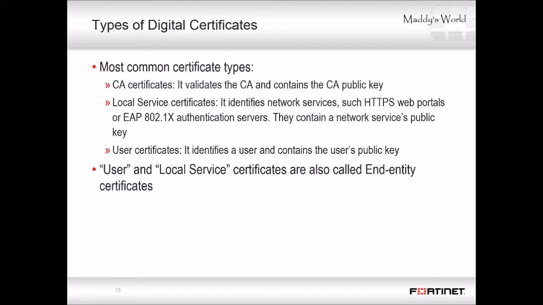Digital certificates can be classified into three groups. A CA certificate identifies a CA. It contains the CA's public key that is needed to decrypt the signature in the local service and user certificates. A local service certificate identifies a network service, such as an SSH server or HTTPS website. A user certificate identifies a network user. User and local service certificates are also called end entity certificates.